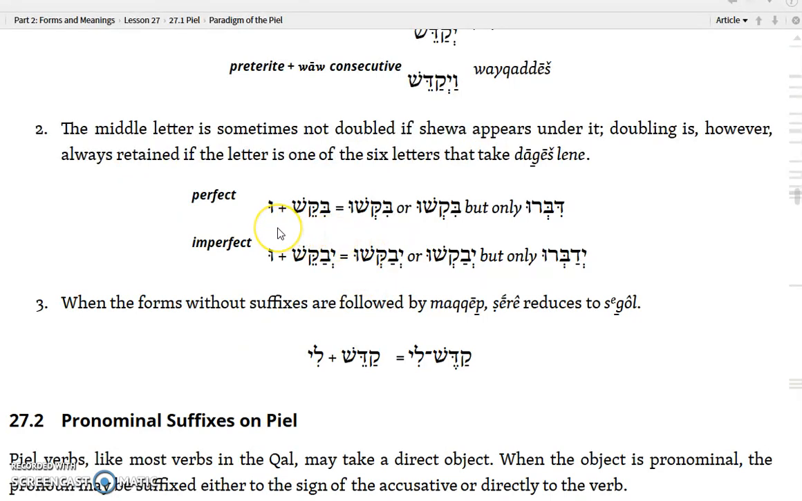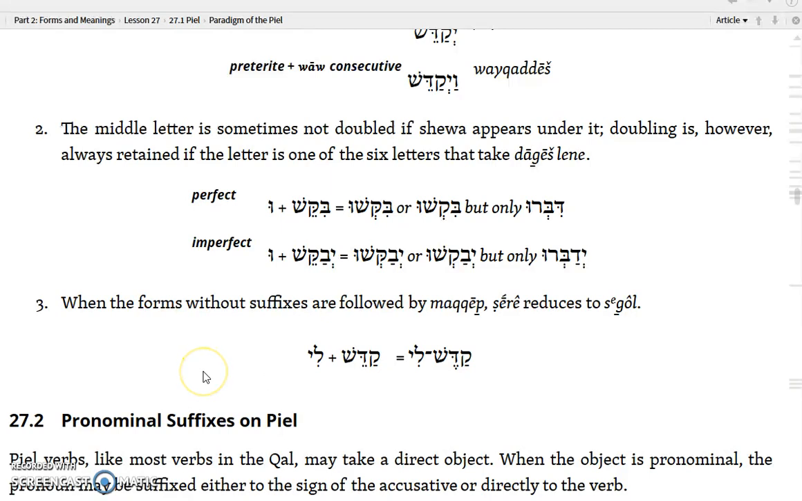Well, that's going to explain what happens with the perfect when you add the u ending on the Piel of baqash, to seek. You theoretically get the form biqqeshu, but because qof is a Sheva-Levi letter and it's followed by a vocal shewa, it loses its doubling and the shewa becomes silent. Same thing in the imperfect, where with the third masculine plural, the hypothetical form yebaqqeshu becomes yebaqshu without the doubling because of the rule.